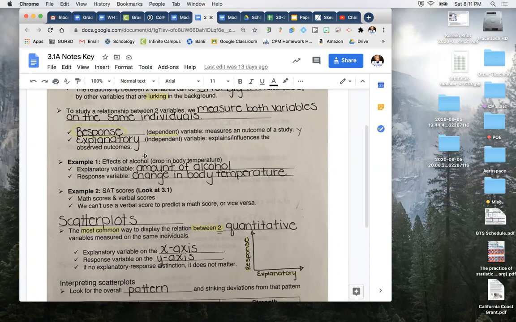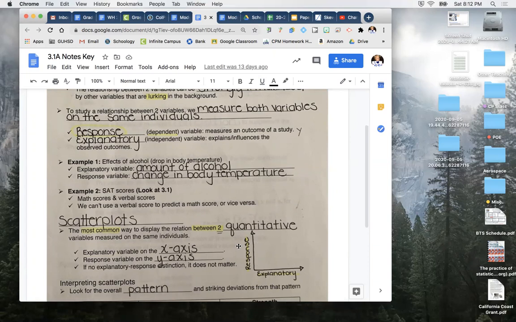So in this study, I think there were some of the adults who were having one beverage, then two, then three, then four. They were seeing if the amount of alcohol in the bloodstream caused a temperature drop. Because it's a depressant, it does cause a temperature drop. So the explanatory variable is the amount of alcohol, because we're trying to figure out, does that cause a change in body temperature? The response would be body temperature.